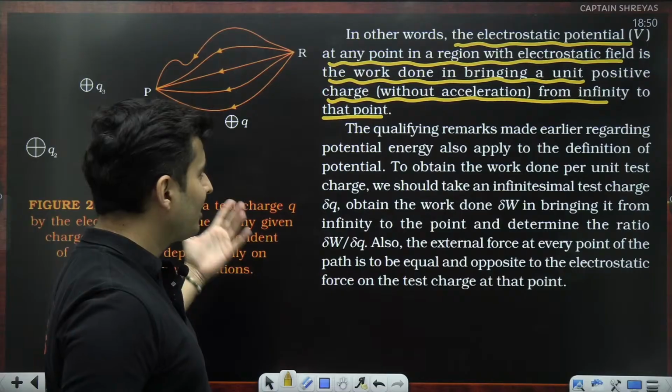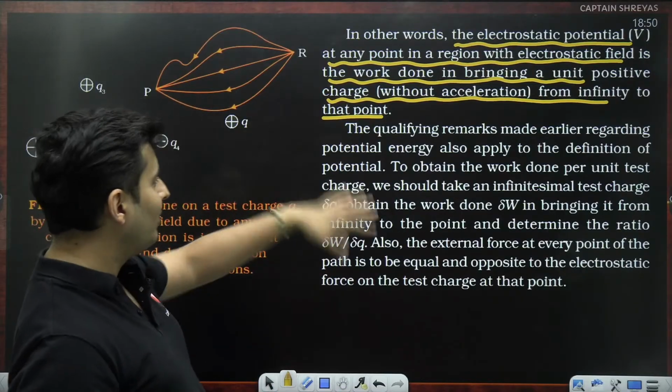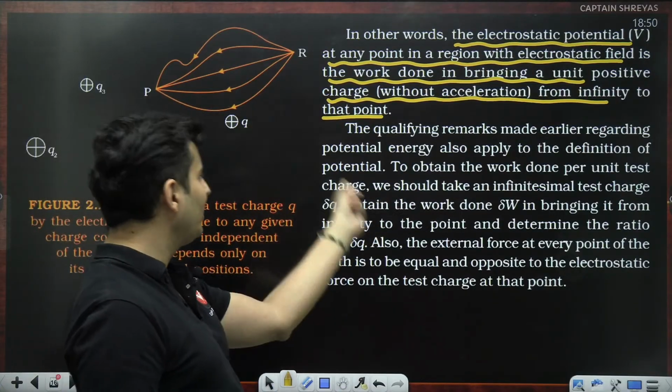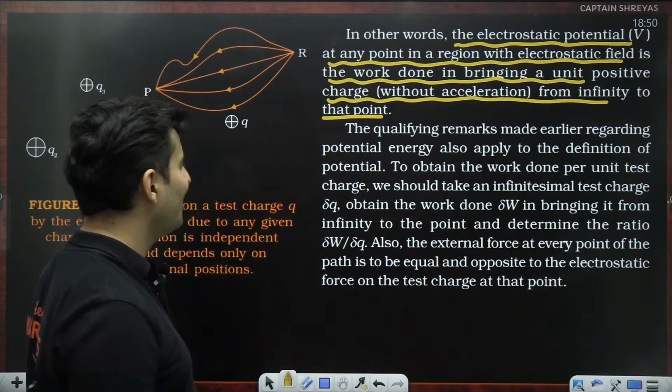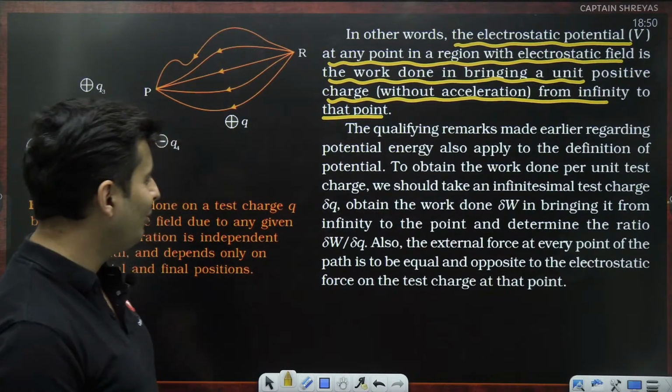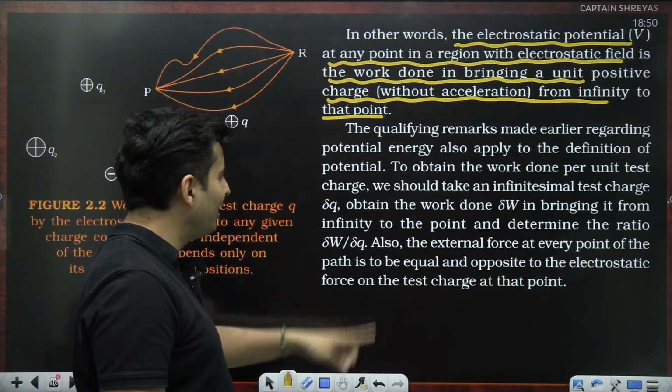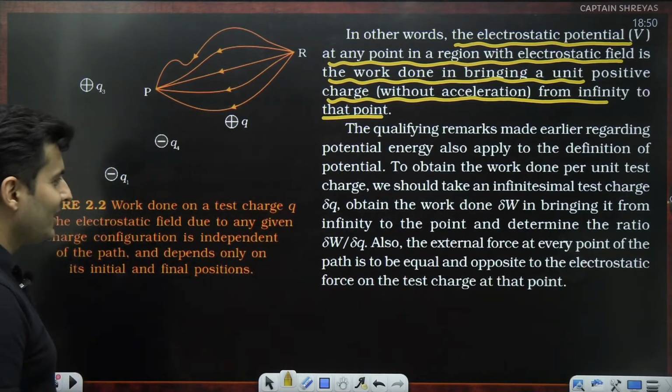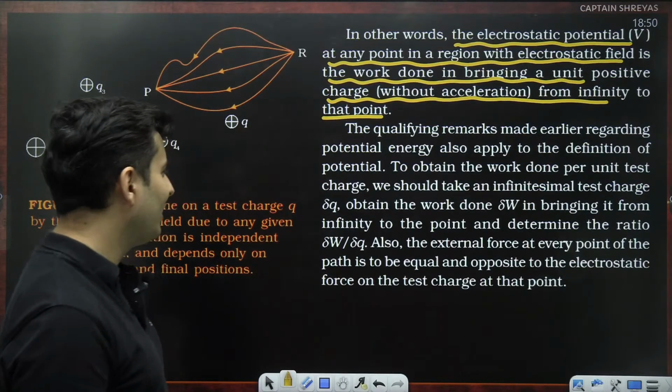The qualifying remarks made earlier regarding potential energy also apply to the definition of potential to obtain the work done per unit test charge. See, again, work done per unit test charge. We should take infinitely small test charge to obtain the work done in bringing from infinity to the point P. How many times will you say the same thing? Infinity to the point per unit charge. Also, the external force at every point of the path is to be equal and opposite.